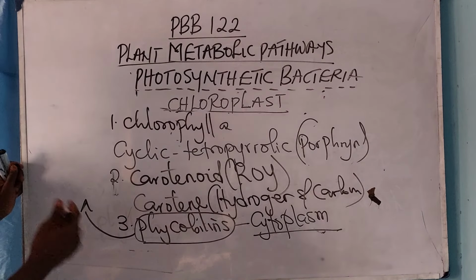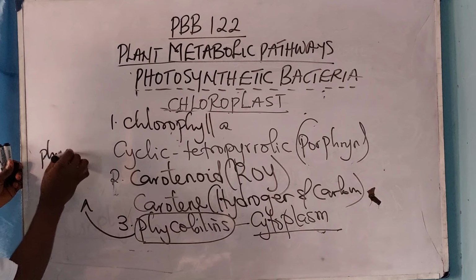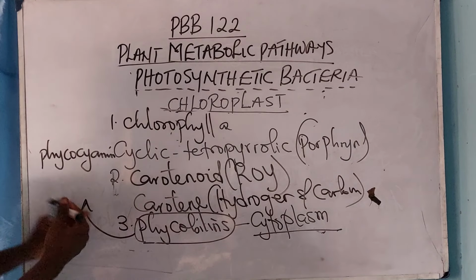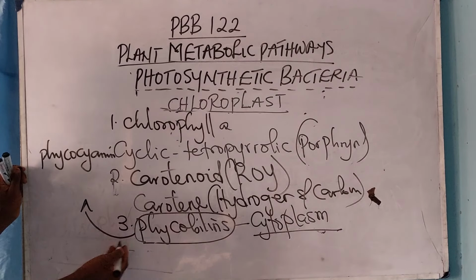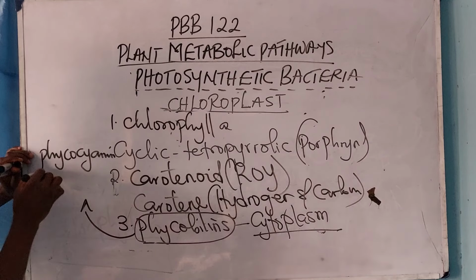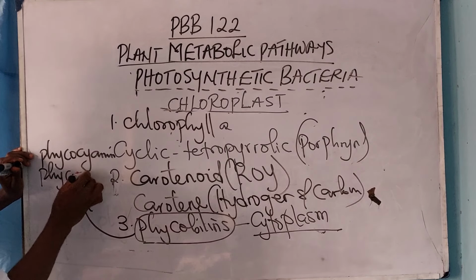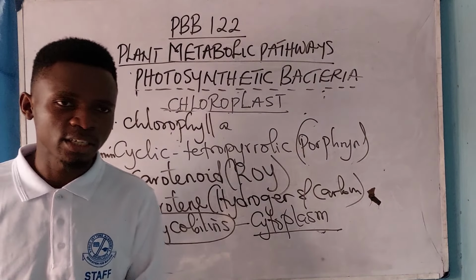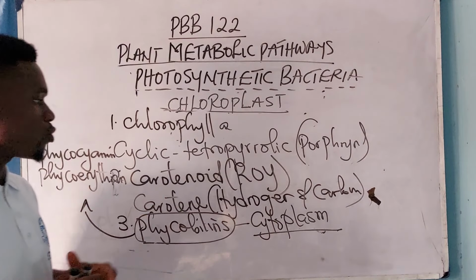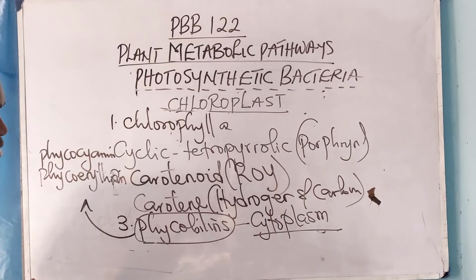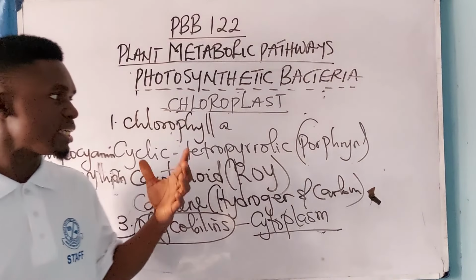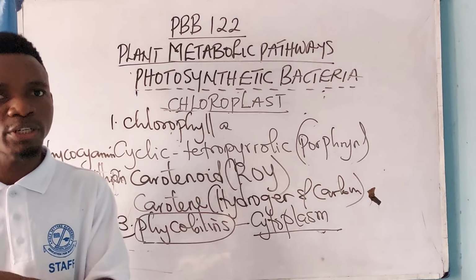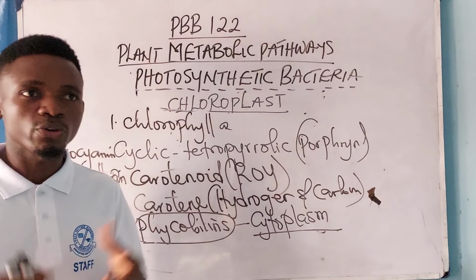Now this phycobilin, when it is blue in certain bacteria, you call it what? Phycocyanin. When it appears bluish, it's called phycocyanin. But when it appears reddish in algae, you call it phycoerythrin. So at this point, I've given you enough, and I've told you xanthophyll is another example of a pigment. In the next video, we shall be discussing xanthophyll and other pigments that are related to photosynthetic reaction.